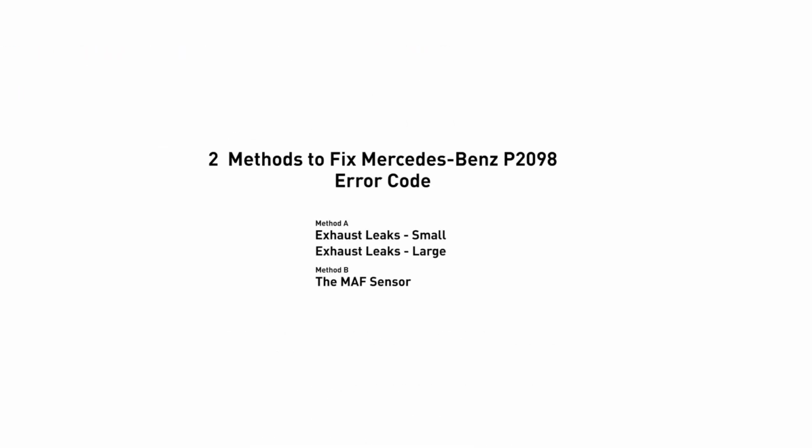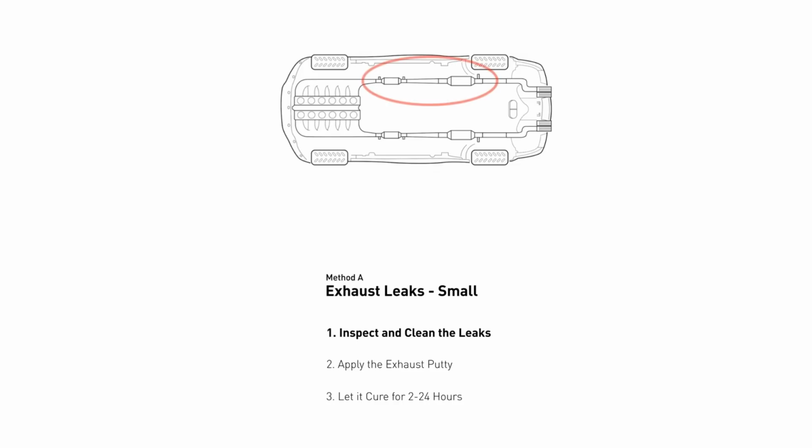Here are two of the most practical solutions to fix Mercedes-Benz's P2098 error code. Method A: exhaust leaks. The exhaust system begins at the engine combustion chambers and runs along the undercarriage of the vehicle, eventually ending with the visible tailpipe.